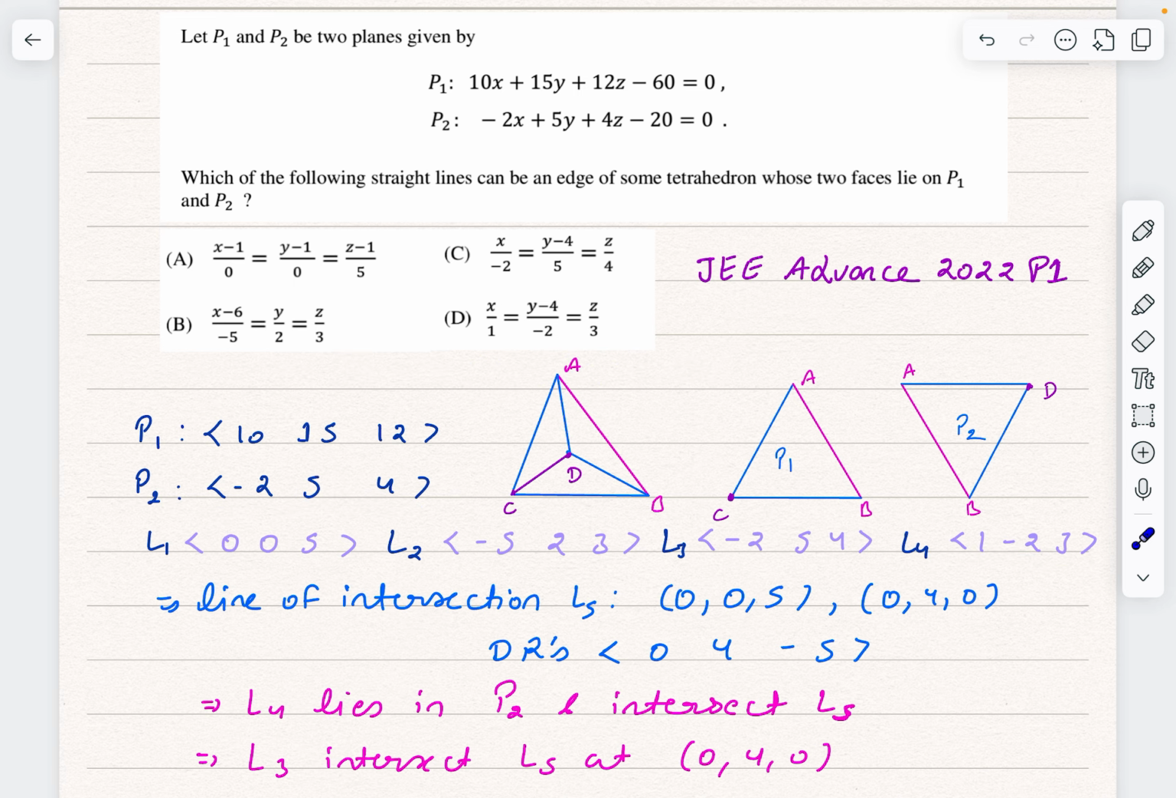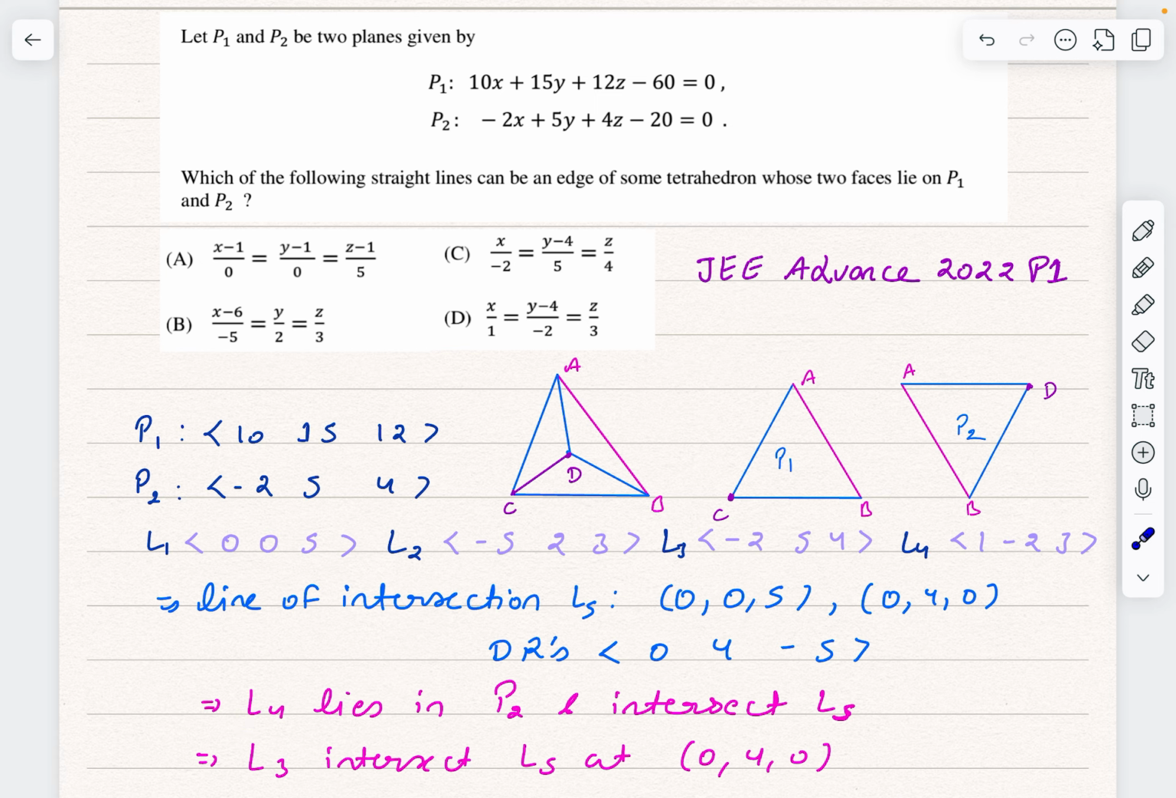Now to see if it is lying in the plane or not, you see the passing point of L4. Passing point of L4 is just (0, 4, 0). You see that is the point in their line of intersection also. So L4 is parallel to the plane and its passing point is in the plane also. So we can say L4 lies in P2.